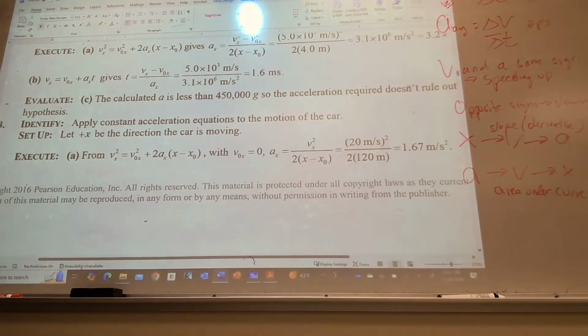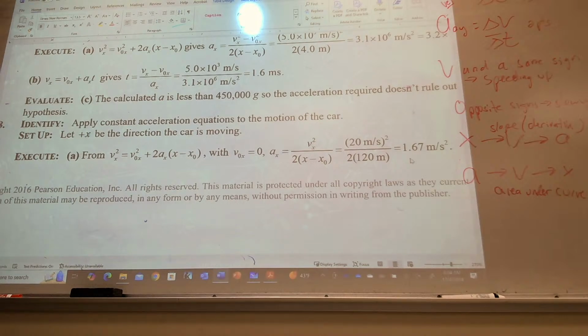Okay, let's go through it. So for 28, your V0 was 0. We're using the V squared equation. So the acceleration, therefore, is V squared over 2 times the distance, which should be 1.67. If you didn't get it, just fix it. How many of you got it? Okay.